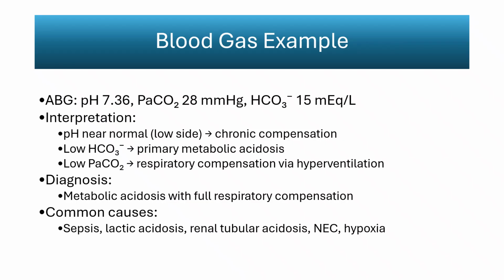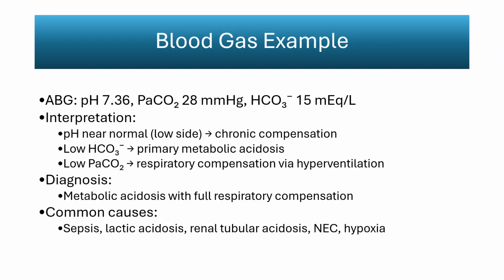The infant is hyperventilating enough to offset the fall in bicarbonate and maintain near normal pH. The primary cause lies in a metabolic disturbance rather than a ventilation problem. Common causes include lactic acidosis from hypoperfusion or sepsis, renal tubular acidosis, and bicarbonate loss through diarrhea or gastrointestinal drainage.